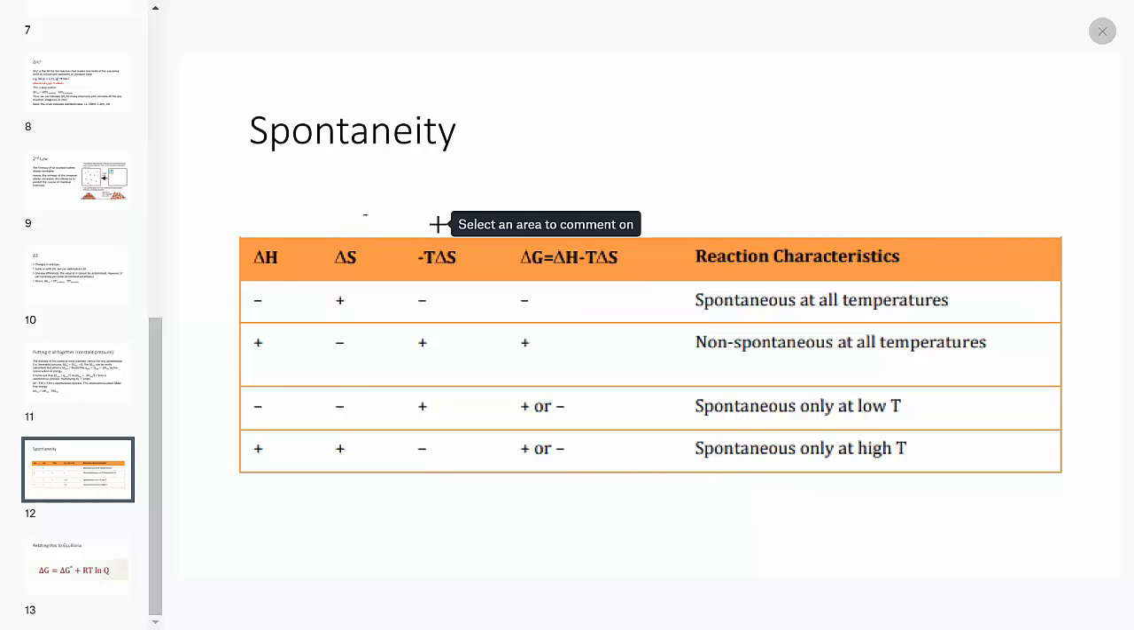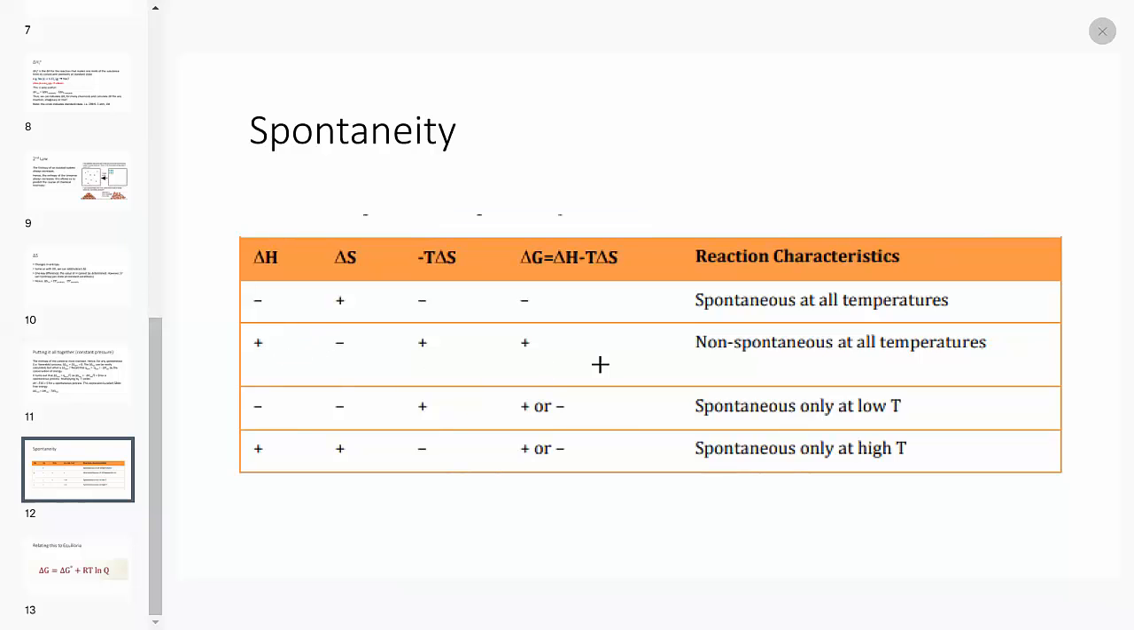For example, the combustion of gasoline with oxygen is a highly spontaneous process because we're creating a lot of gas molecules. We're turning gasoline, a liquid, into water vapor and carbon dioxide. So we have this large increase in entropy. Additionally, the combustion of gasoline releases a huge amount of heat, so delta H is also going to be negative.